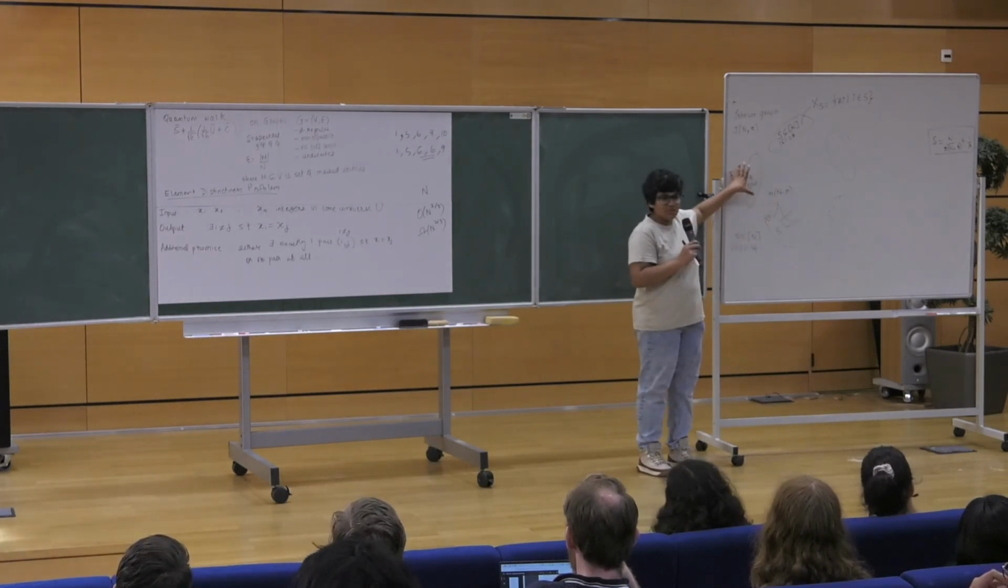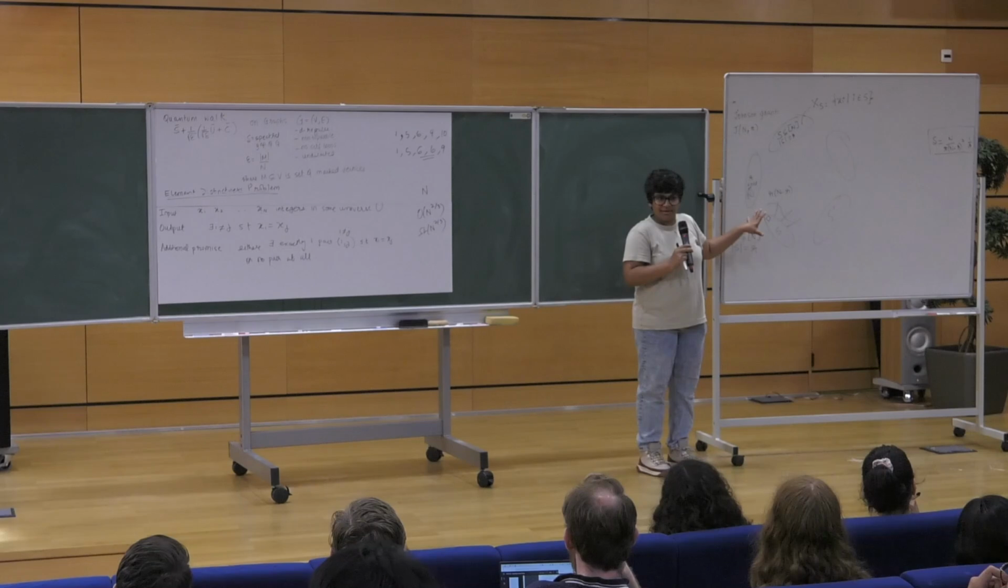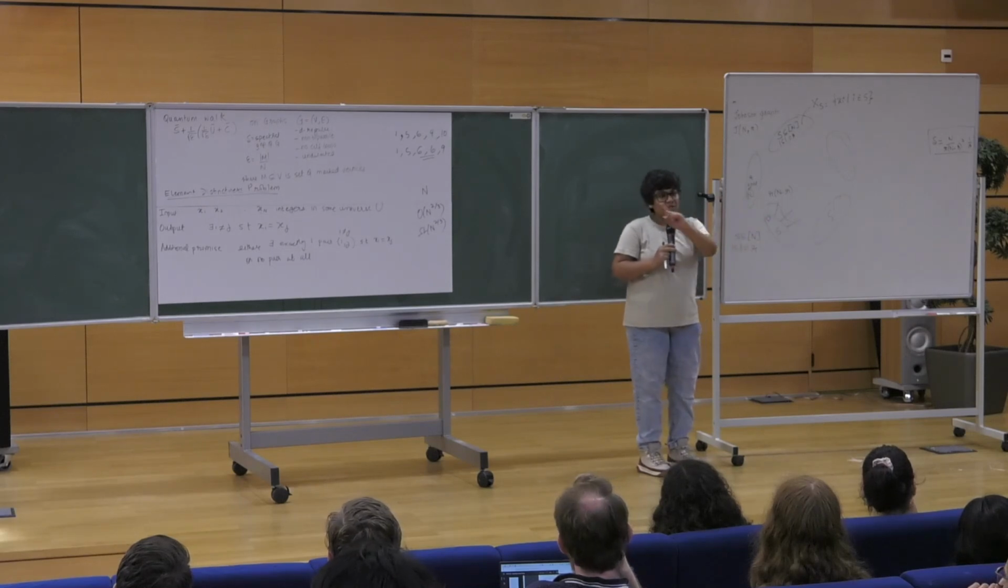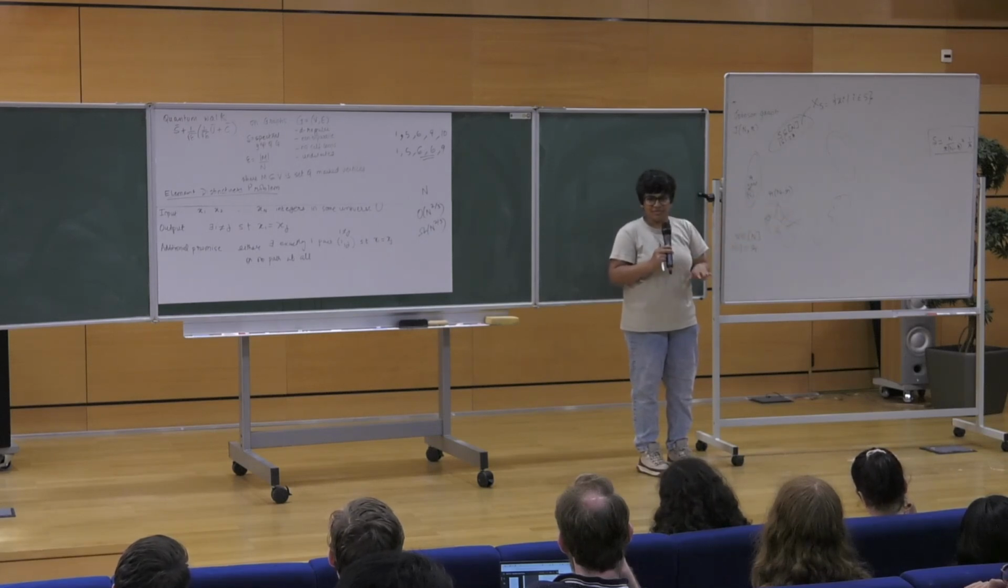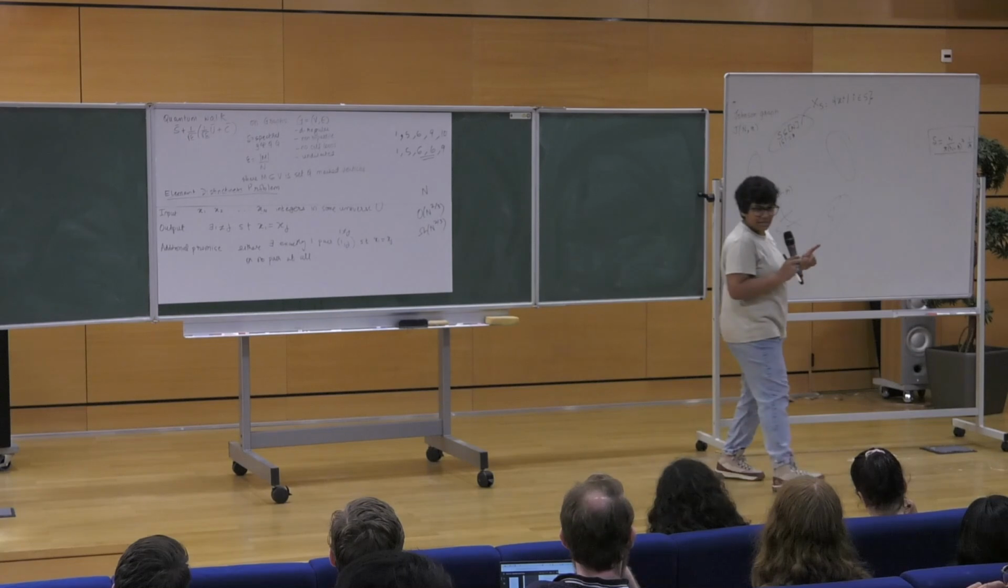We have n choose r vertices here. Some of them are going to have that collision, and some of them are not going to have the collision. I want to know how many of them will have the collision and how many will not. Shall we calculate?